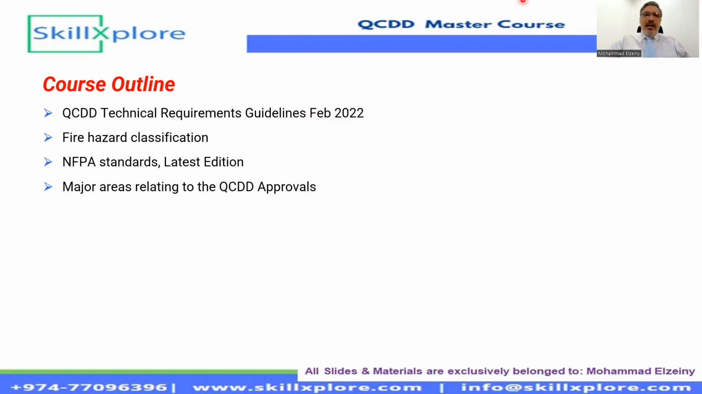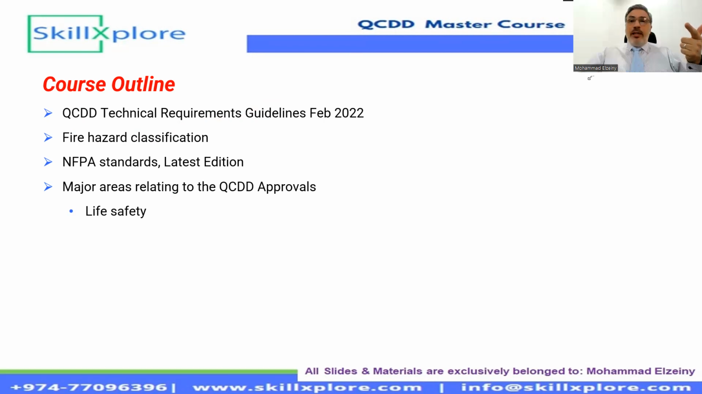We'll talk about the high hazard classification areas within the buildings, the related NFPA standards and the latest editions of the NFPA. What are the major areas for the civil defense approvals and inspections? First, number one, life safety. The civil defense are interested in providing life safety and hazard protection for the people occupying the buildings itself. We'll talk definitely about the life safety concept and the principles for the civil defense.